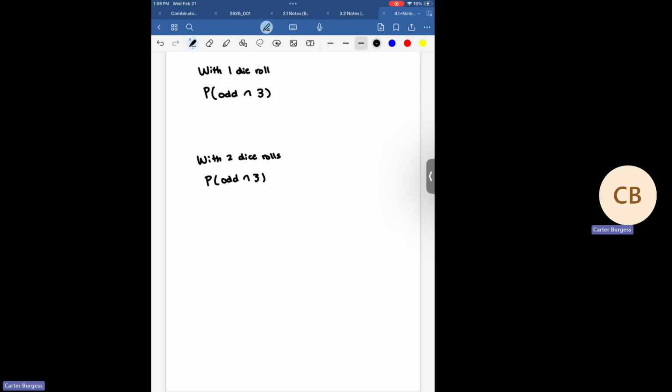So for instance, in this case, I have 2 different events. I have 2 different conditions. The first event is getting an odd, and the second event is being a 3. Since I have 2 different events, this is a compound event. Even though we are only rolling a single die, this is compound because there are multiple conditions that are being fulfilled. Okay. So everything that I was saying before as being compound is still compound.